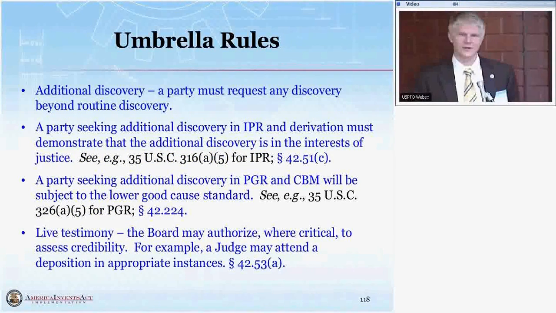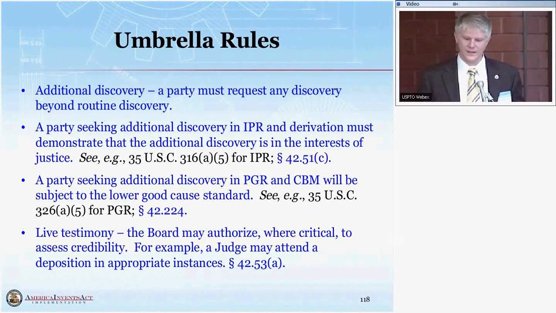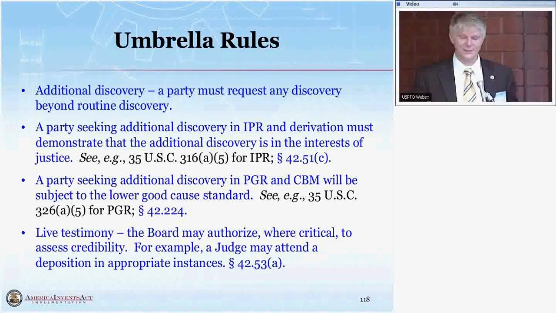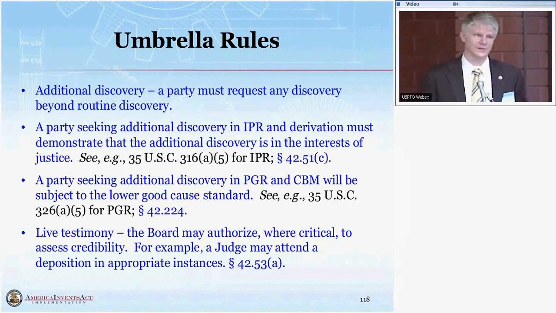Now, we talked about additional discovery. Beyond that routine discovery, we allow for what's called additional. Now, for IPR and derivation, it's going to be interest of justice. And for IPR, we just follow the statute. They told us what's necessary in the interest of justice, and you can go no further.